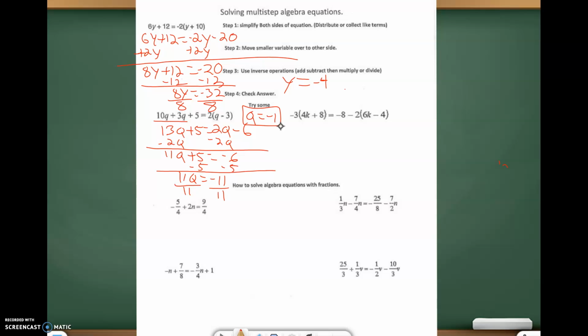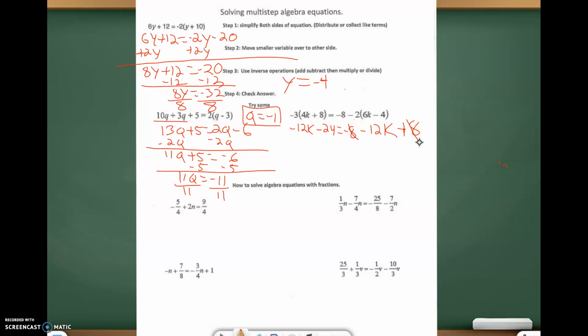So I got a little work to do on this one. So distribute the -3, so I get -12k minus 24. Now you'll notice you're only distributing the -2. So I'm going to bring the -8 along with me. That would be -12k. -2 times -4 would be a +8. You'll notice the 8's cancel out, right?